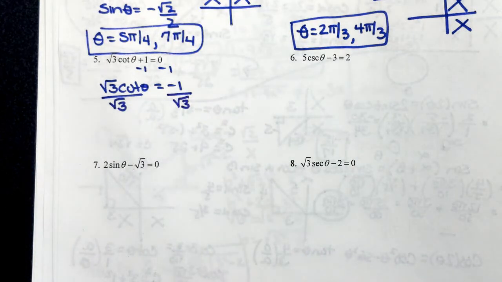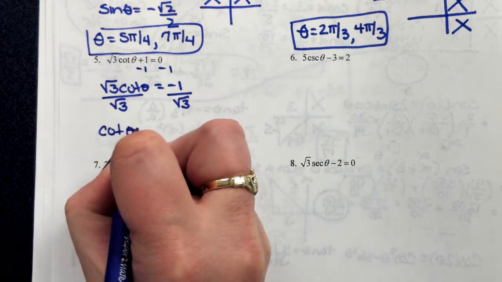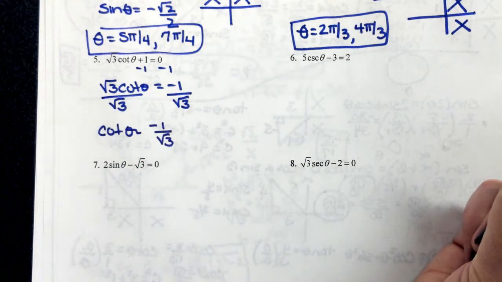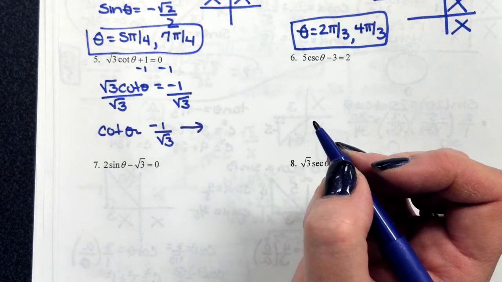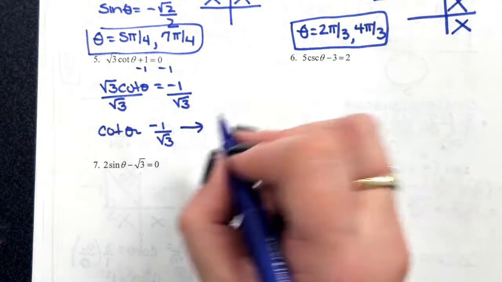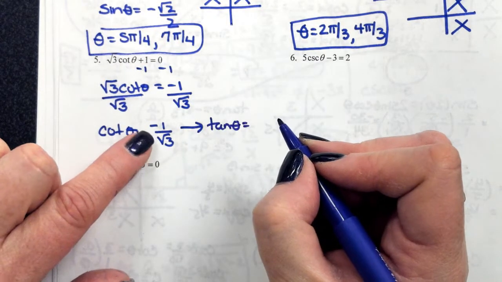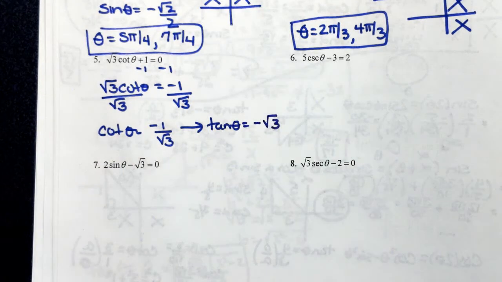Now, since this is cotangent, don't worry about rationalizing just yet. So what you're looking at is the cotangent of theta is equal to negative 1 over square root 3. So again, what is the reciprocal function for cotangent? Tangent. And then I can take the reciprocal of negative 1 over square root 3, which would be negative square root 3 over 1, or just negative square root 3.